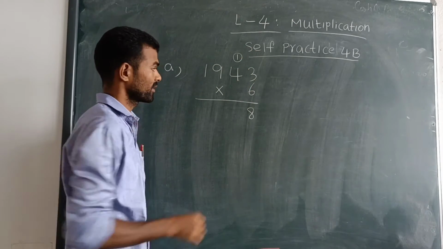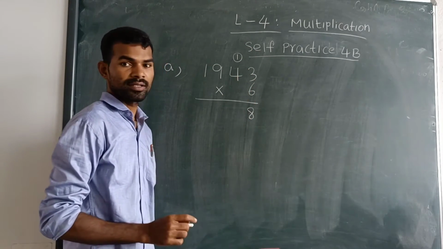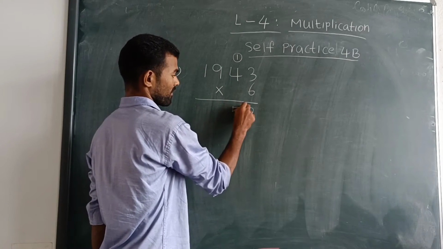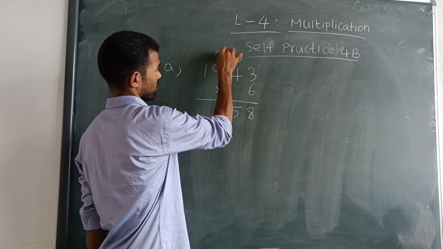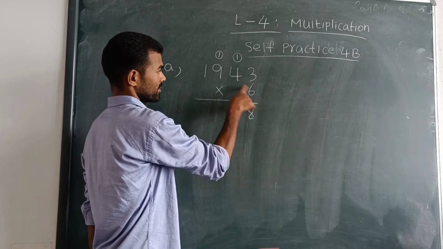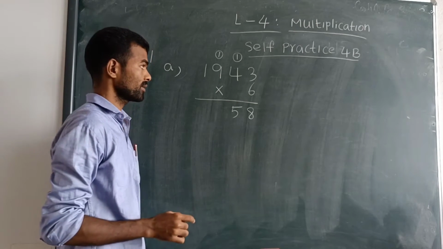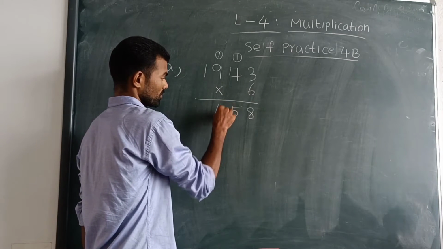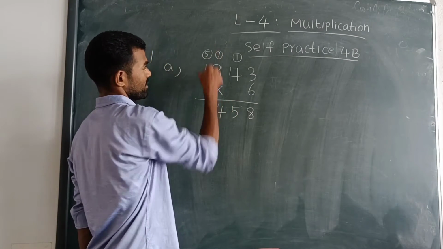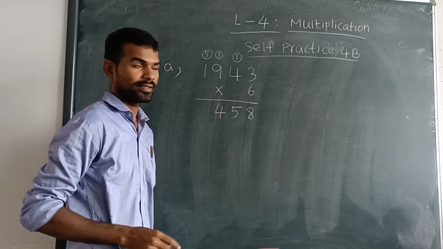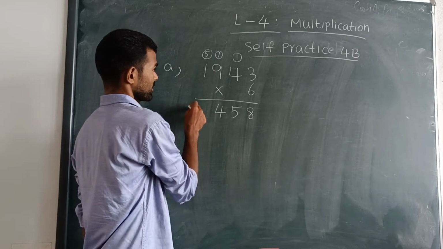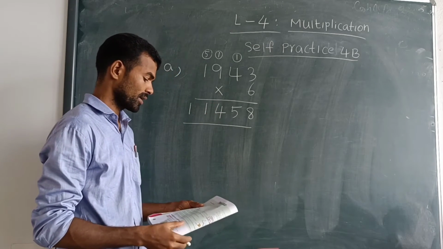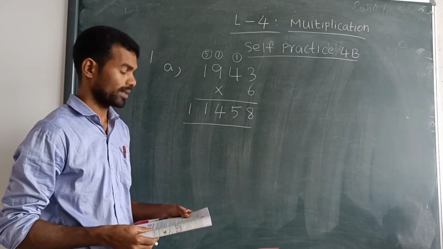Then afterwards 6 4s are 24, 24 plus 1, 25, then 1 carry. Then afterward 6 9s are 54, so 4 and 5 carries. Then 6 1s are 6, 6 plus 5, 11. The answer is 11,458. This is the answer.